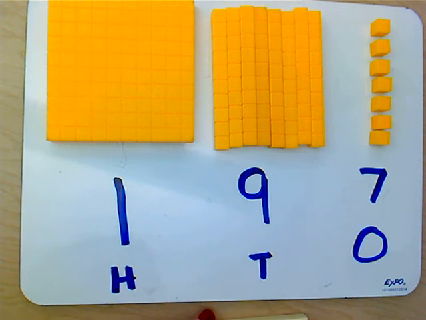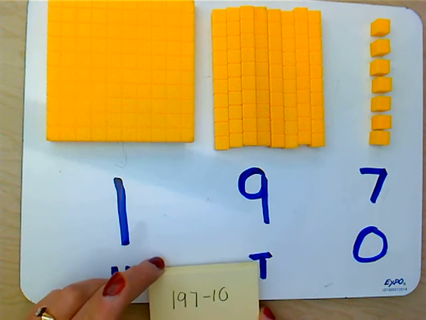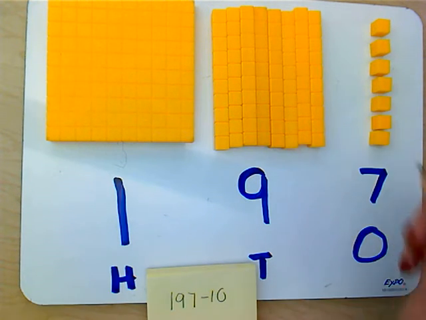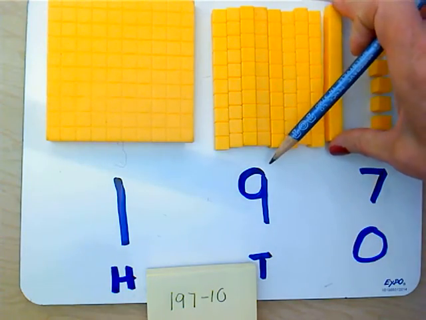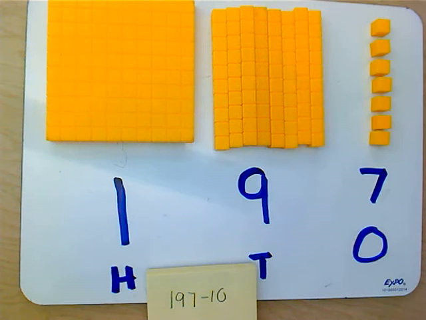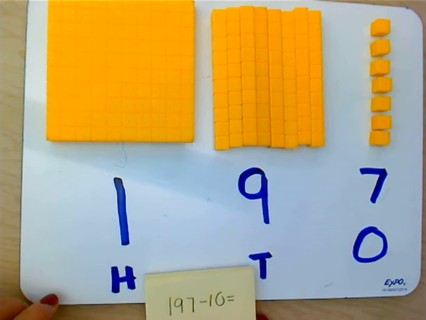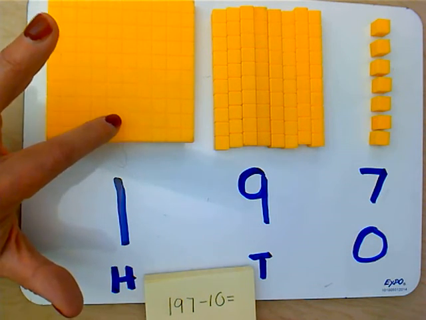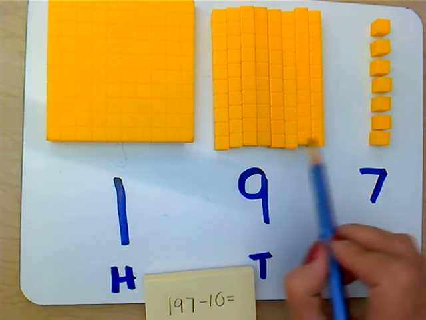197 take away 10, which is basically what I just did. I'm going to go back. I'm going to put that back where it was. So I had 197 and I took away 10. 197 take away 10 leaves me with still 100, but do I still have 9 tens?